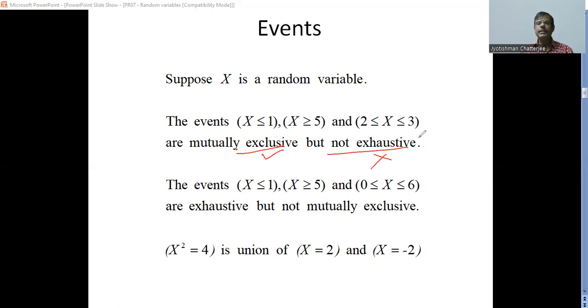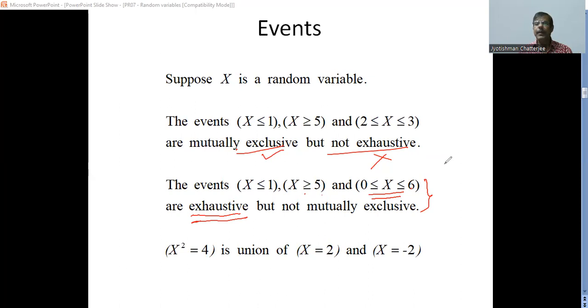Now, instead of this, if you consider X less than or equal to 1, X greater than or equal to 5, and 0 less than or equal to X less than or equal to 6, in that case this collection becomes exhaustive. Because no matter which value of capital X you get, you are covered by at least one of these events. Please notice I am using the term at least one of them, maybe more than one event, but at least one of the events will cover that.